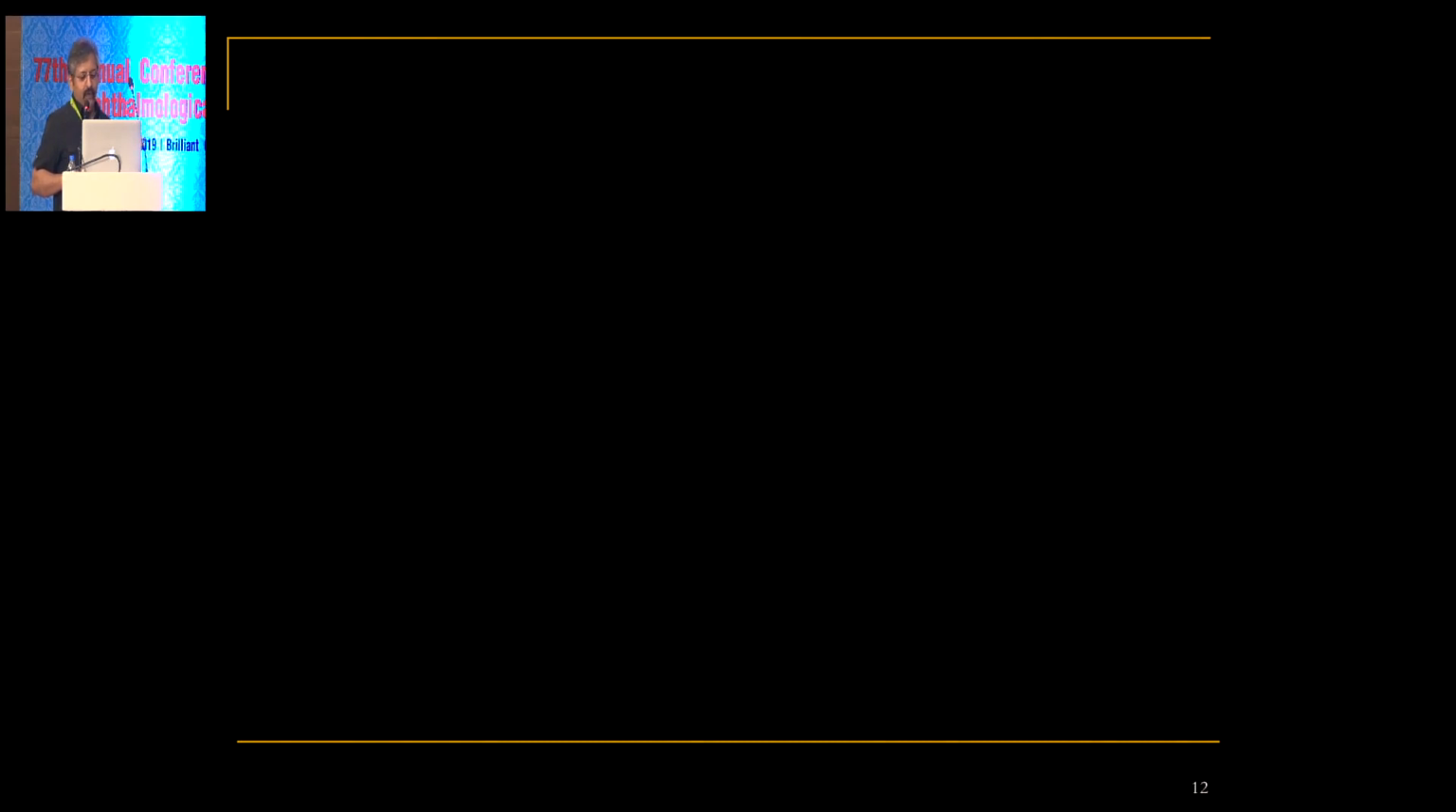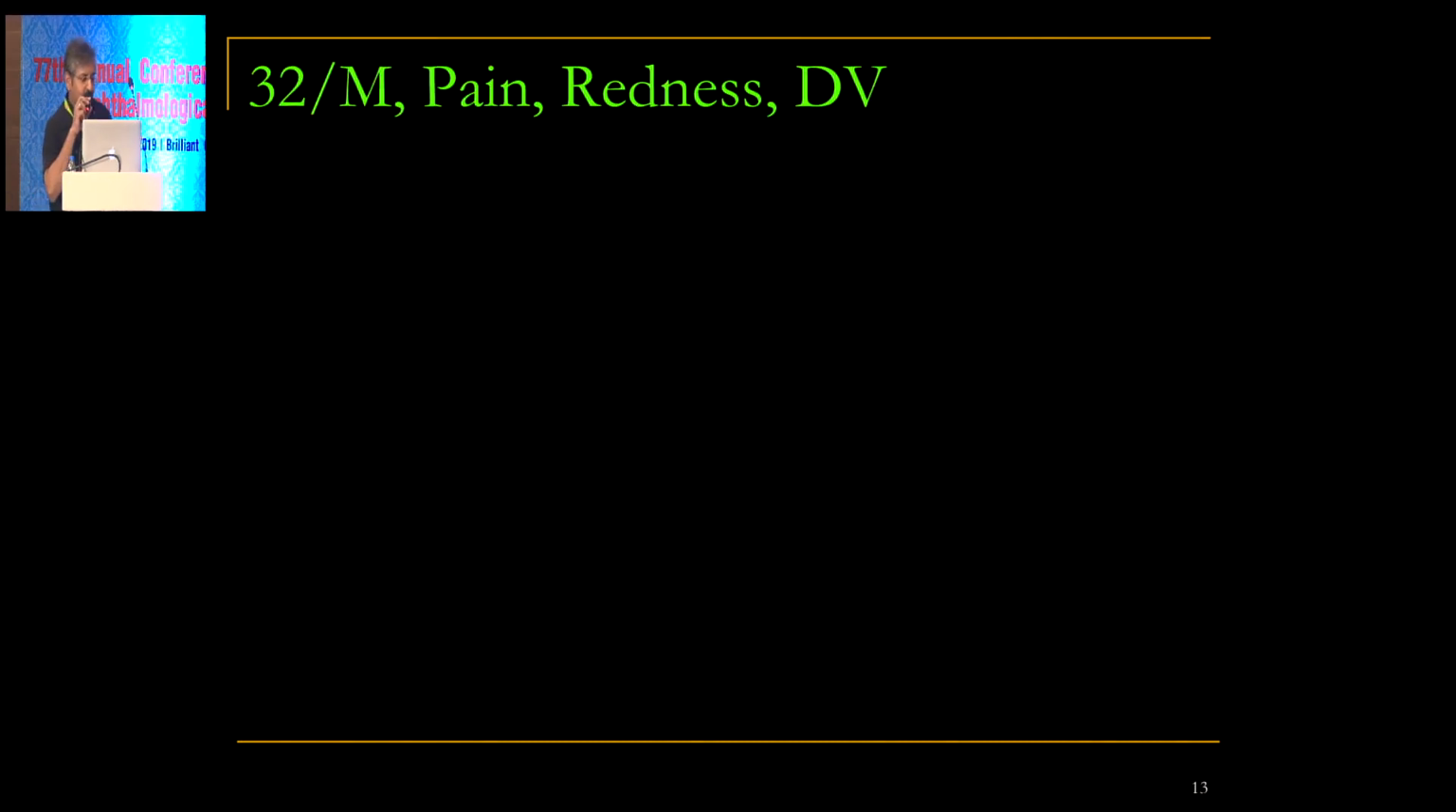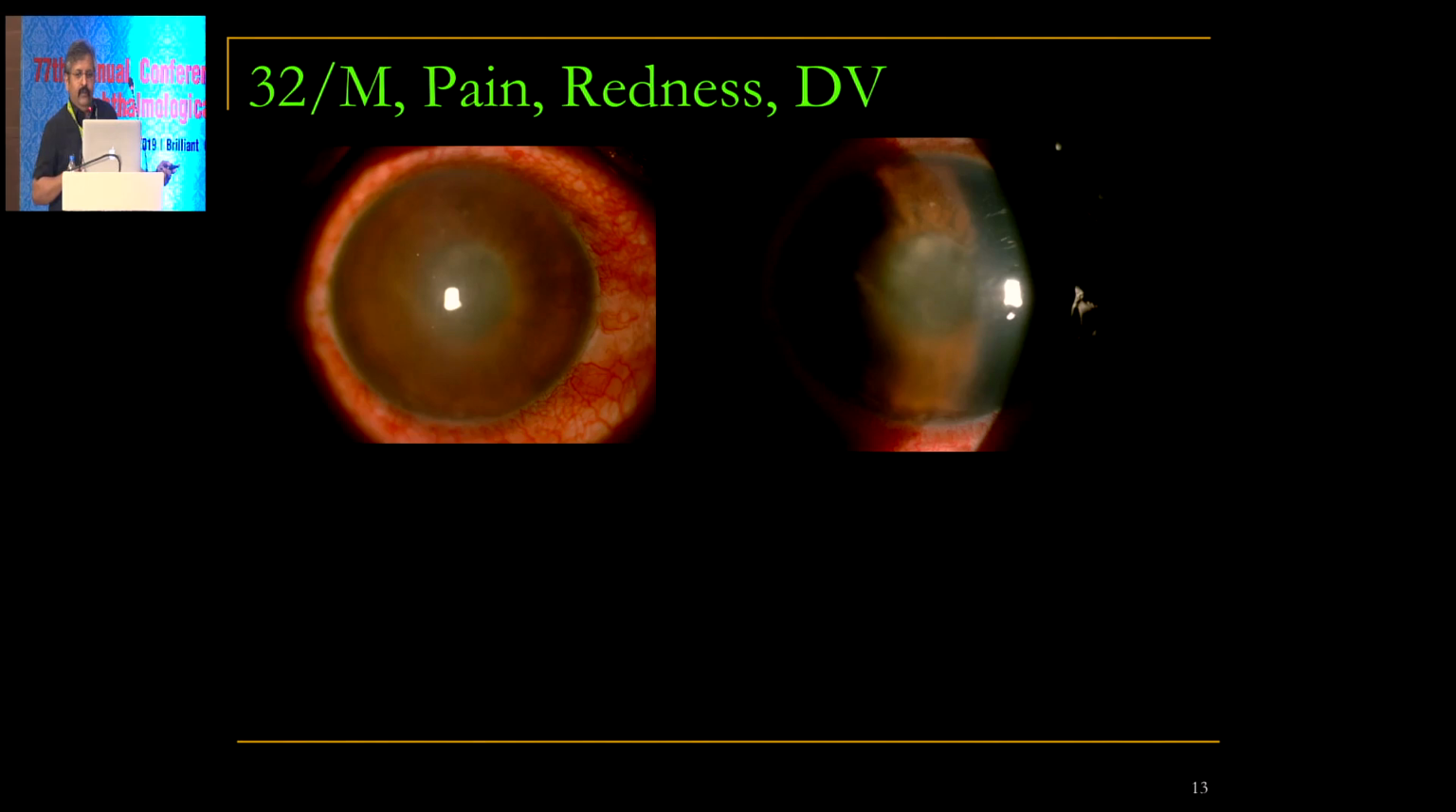We'll try to see one case. This is a 32-year-old male who came with pain, redness, and diminished vision. So what is this? What you see here is a slit lamp picture. Fibrinous membrane. So in a patient who comes with fibrinous anterior uveitis, what do you ask for?